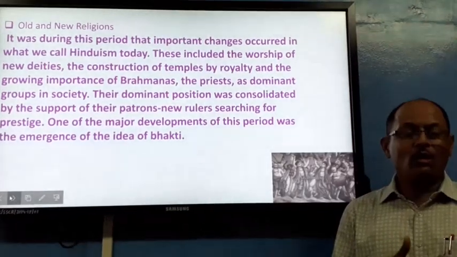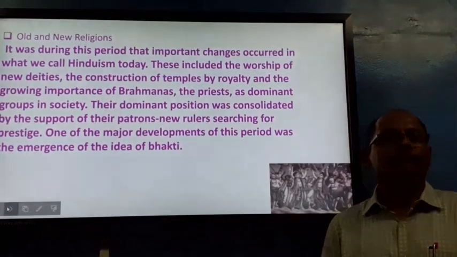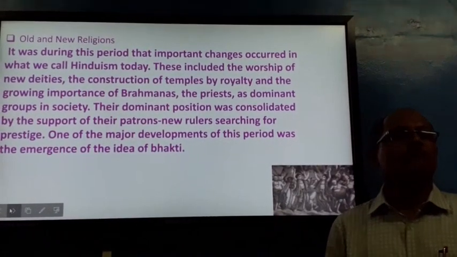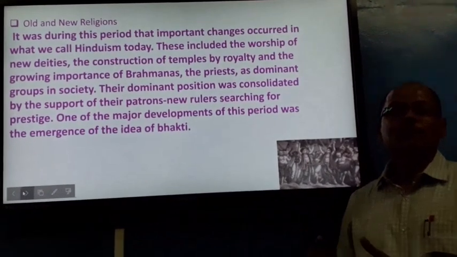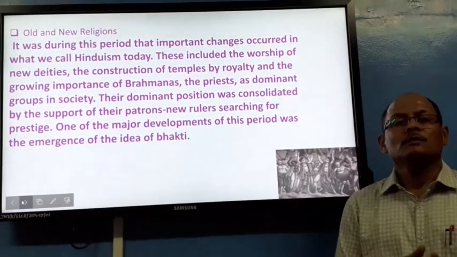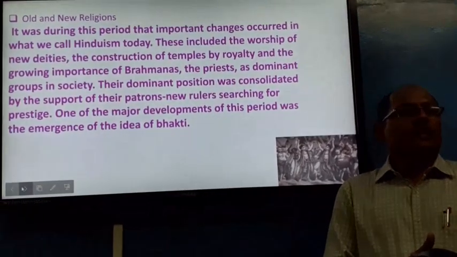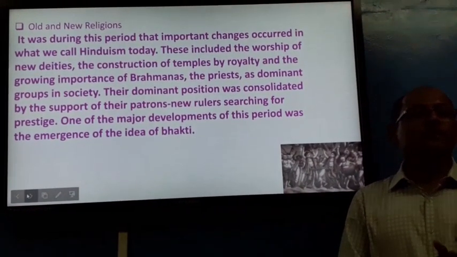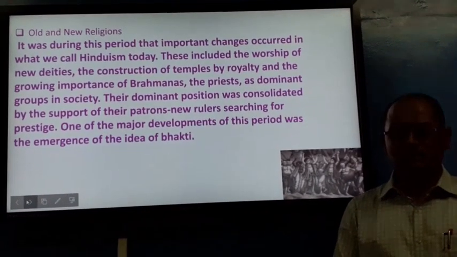As we all know, the Rajarajeshwara Mandir or temple was built by the king. And the growing importance of Brahmanas, we will read about it, about the Chalukyas, the priest as a dominant group in a society. Their dominant position was consolidated by the support of their patrons.